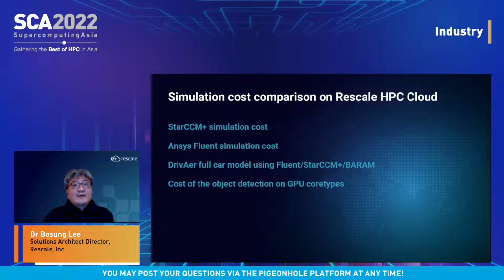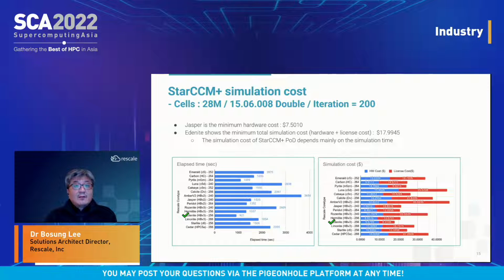In this section, based on the simulation cost we mentioned before, some examples of simulation cost analysis results will be discussed. At first, the STAR-CCM+ simulation cost analysis result is shown. In this case, a 28 million cell model was used and the execution time is calculated until 2000 iterations are compared. The estimated POD license cost of $32.5 per hour is used.